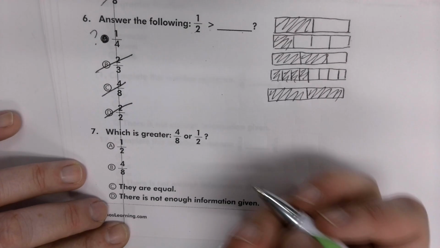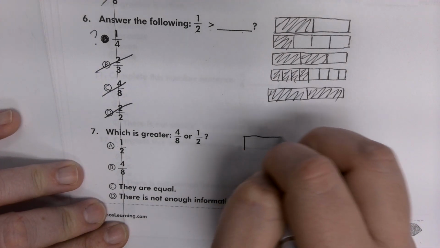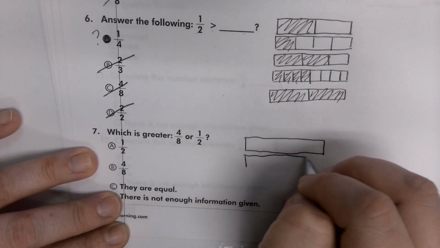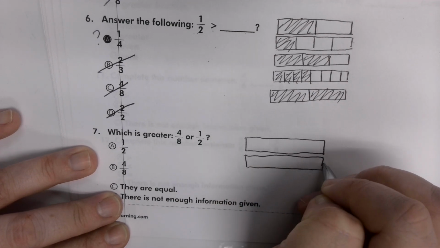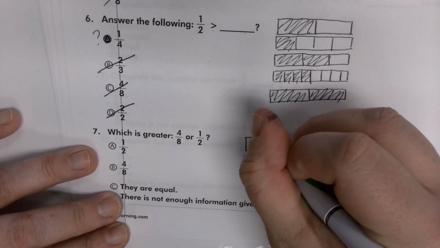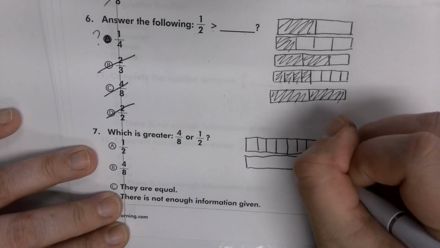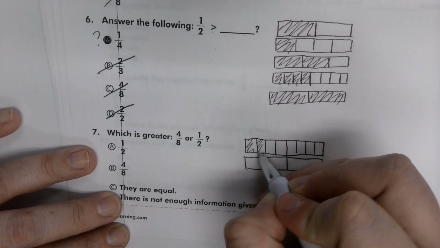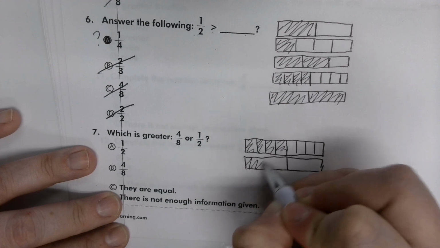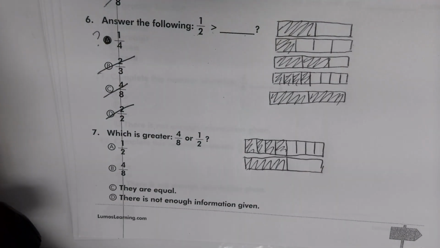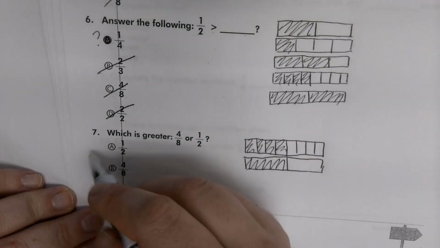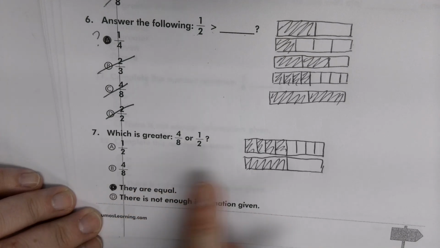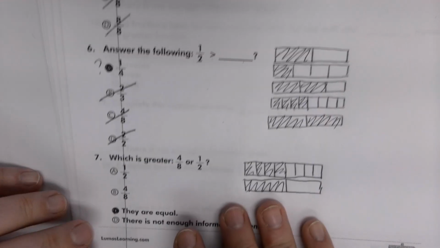Next one, we're going to draw out 4/8 and 1/2. Okay, 4/8. All right, oh wait, hold on. They're the same, so that means they're equal. That means they are equal. They cover the same amount of a whole.